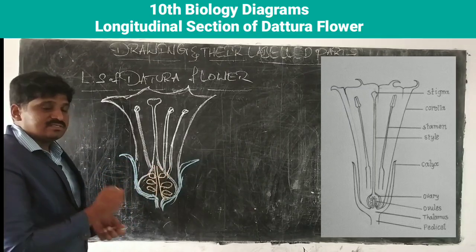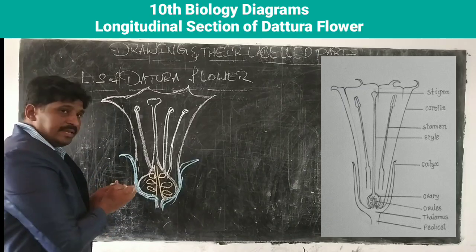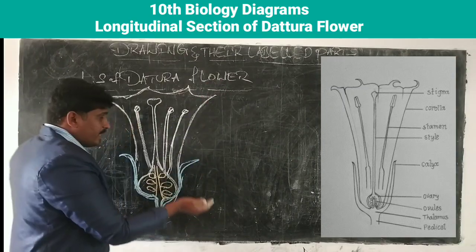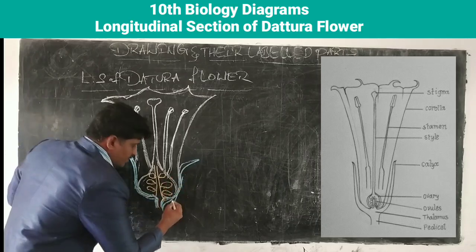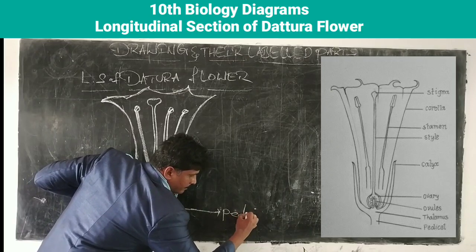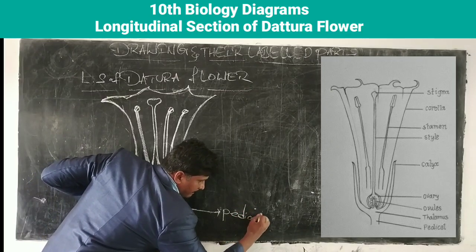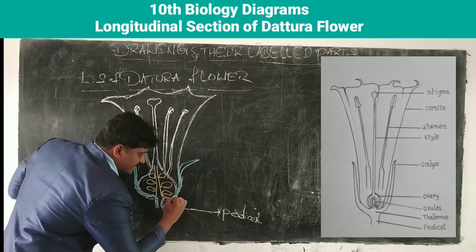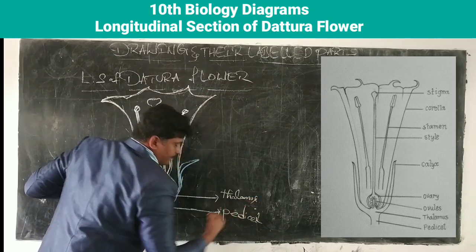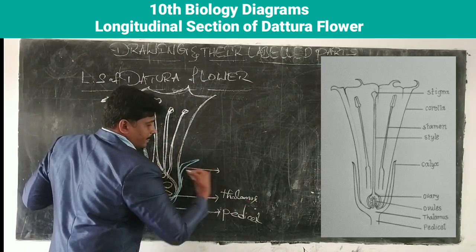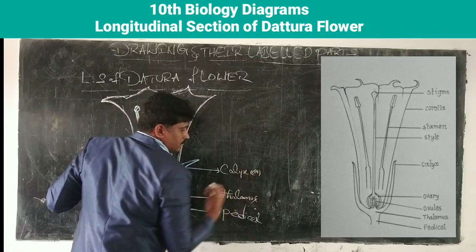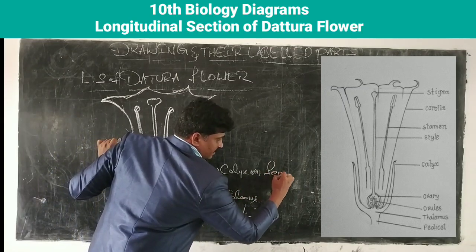Well, afterwards, you want to mention the labeled parts of a given diagram in a sequential manner, either on the right side or left side. First of all, this one is a pedicel. The swollen part is said to be thalamus. Next, the colored one is called calyx or sepals.